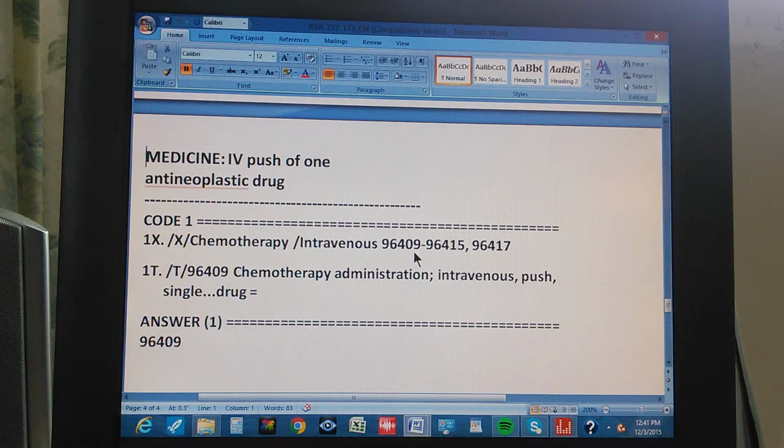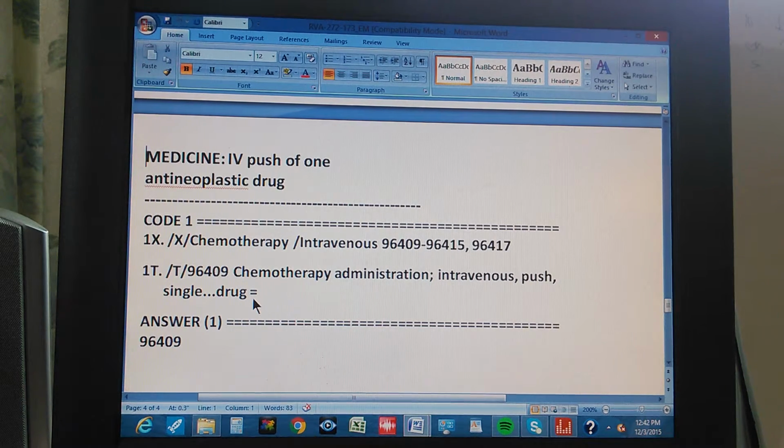So we're going to go to tabular and check that. So the code through tabular is like this. First you go to tabular. Then you go to 96409. You start with the first code that they give you. What does it say there? Chemotherapy administration. Intravenous. Push. Single. And then drug. You have all the keywords there.